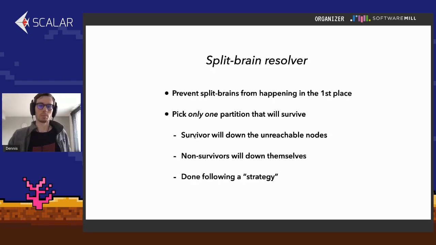So the survivor partition will down the unreachable nodes, just scratch them off from its membership. But then, to make this safe, the non-survivors on the other side will just kill themselves. They will just shoot themselves in the head. And this will be done following a strategy. So the strategy is how the surviving and non-surviving partitions are picked.